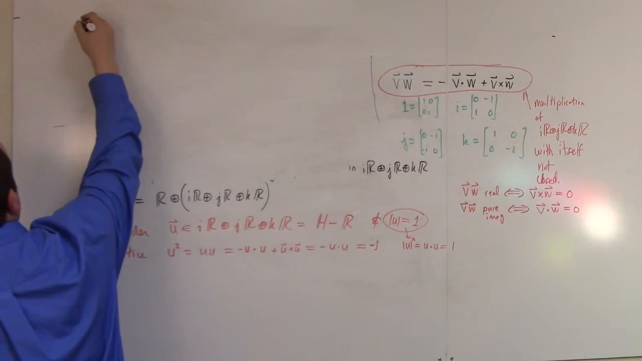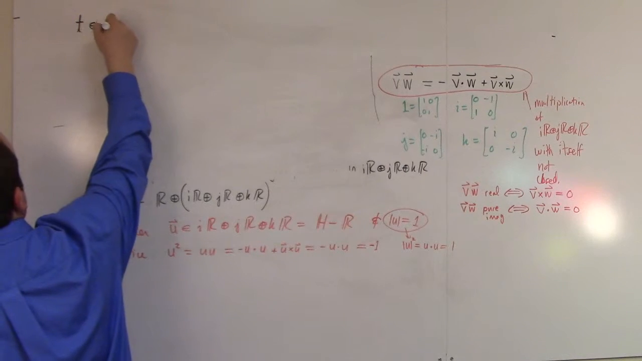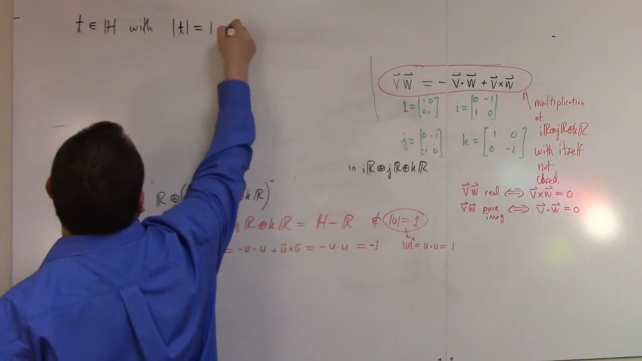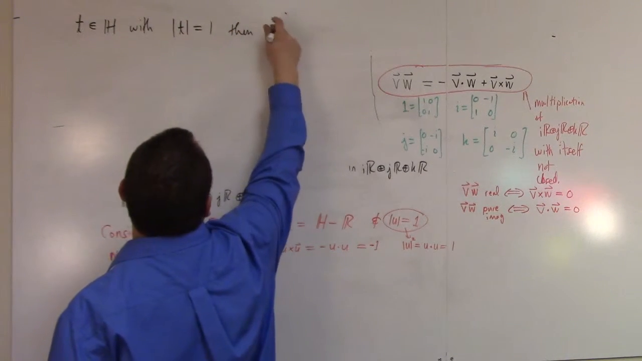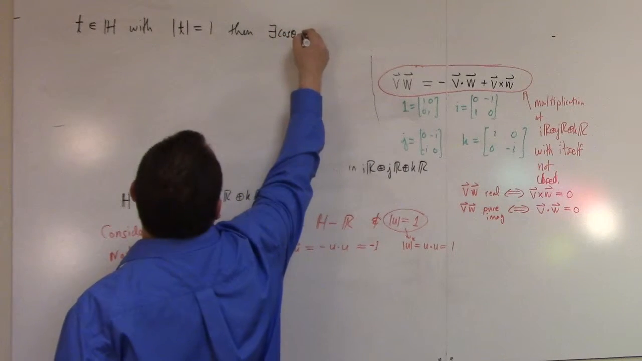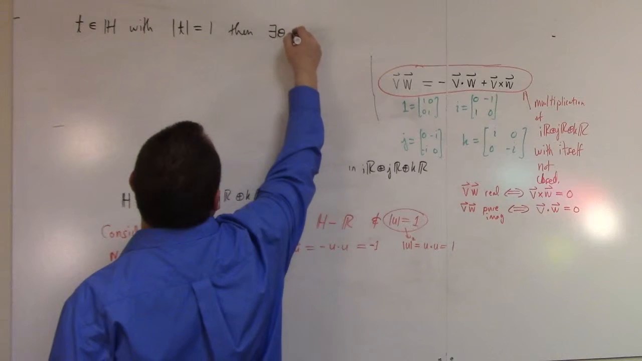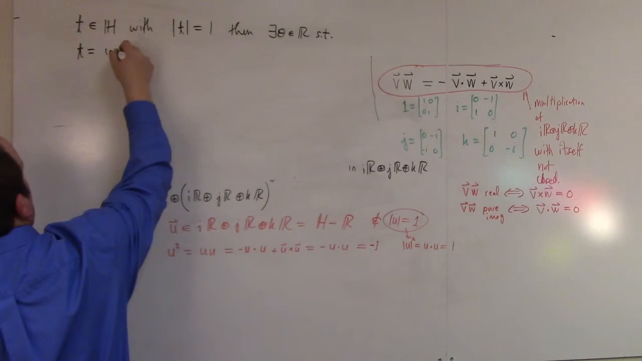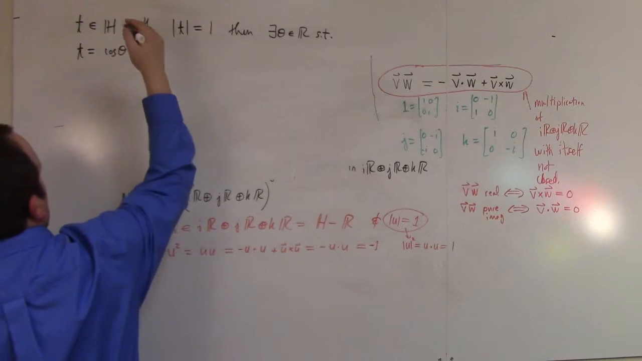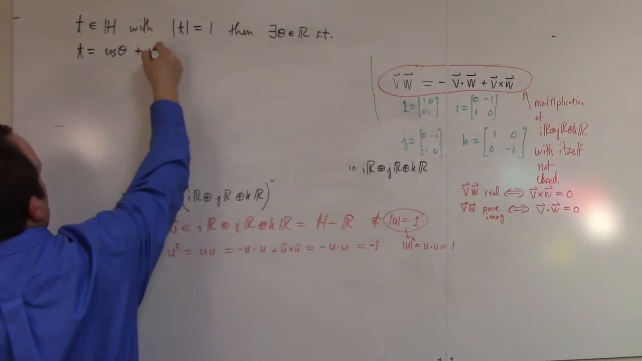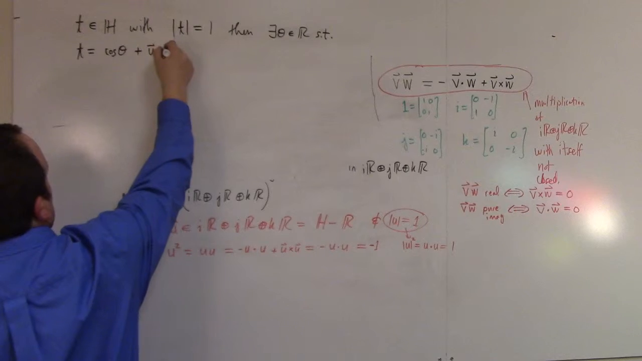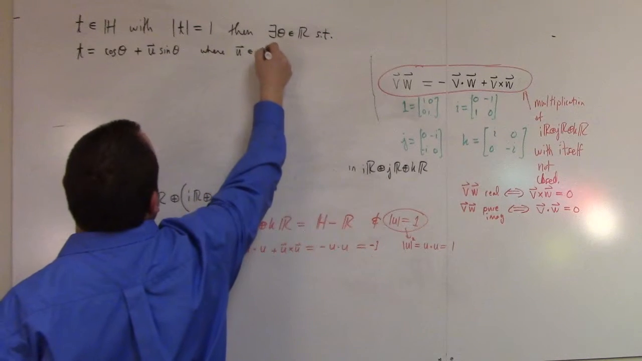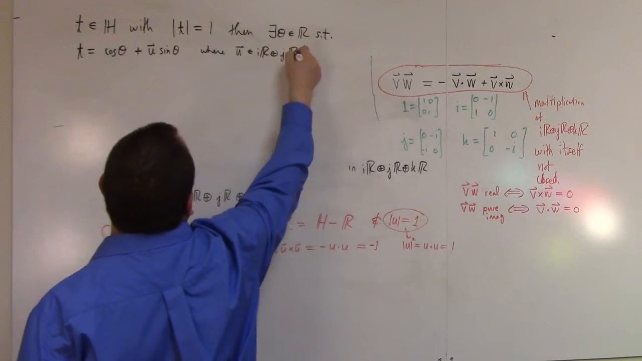So let U, I'm sorry, I guess he said T, T be an element of H with, he says then there exists a theta in the reals such that T is equal to cosine theta plus some U, I'll put a vector on it, sine theta, where the space without a name. All right.